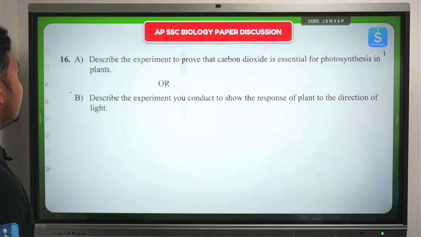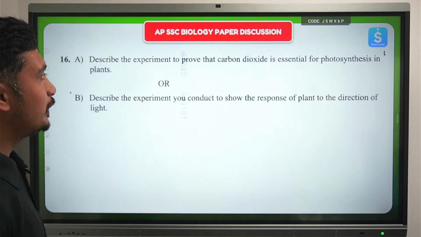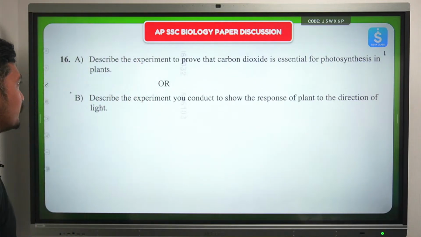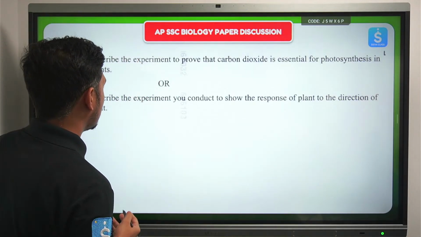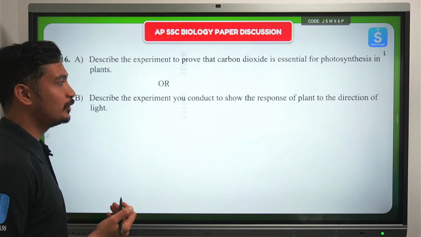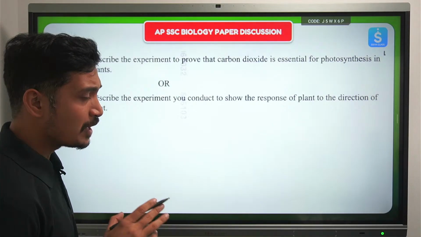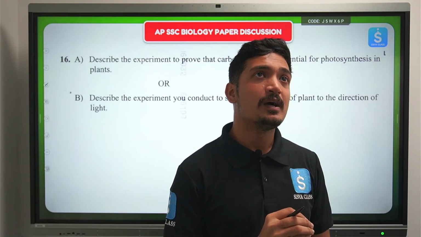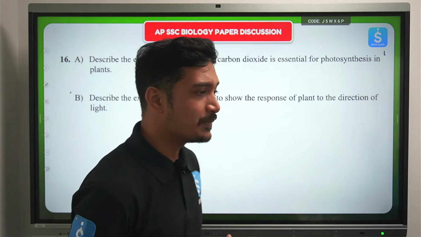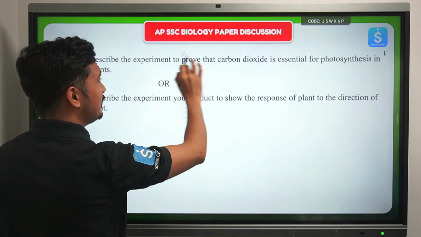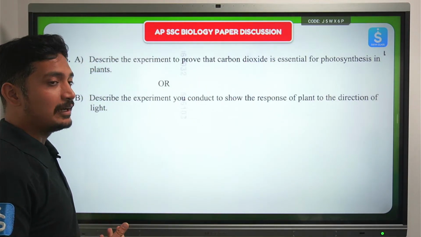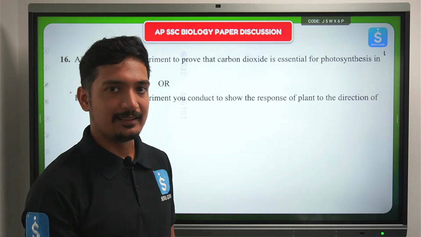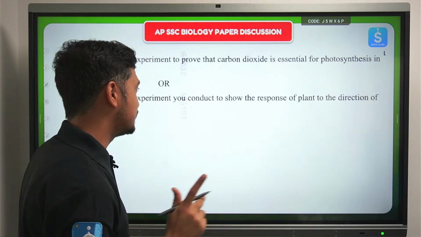Here we have: describe the experiment to prove that carbon dioxide is essential for photosynthesis in plants. And the second one is: describe the experiment you conduct to show the response of plants in the direction of light. Both of these are coming from the life process chapter. I'll explain the setup and verbally explain the entire process. However, you are expected to write it in great detail along with the diagram, because this is an 8 mark question.